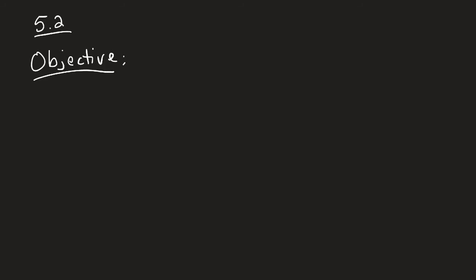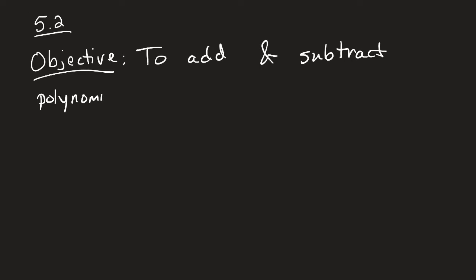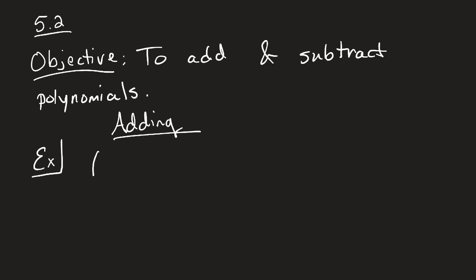Hello everyone. Today our objective is to add and subtract polynomials. It's pretty straightforward, so let's just jump into some examples. So let's start by adding 4p squared plus 4 plus 4p squared plus 5p to the fourth.